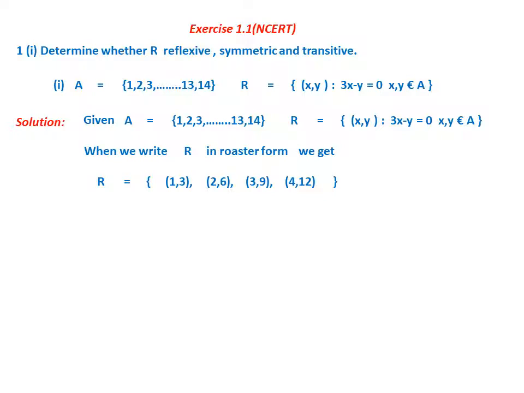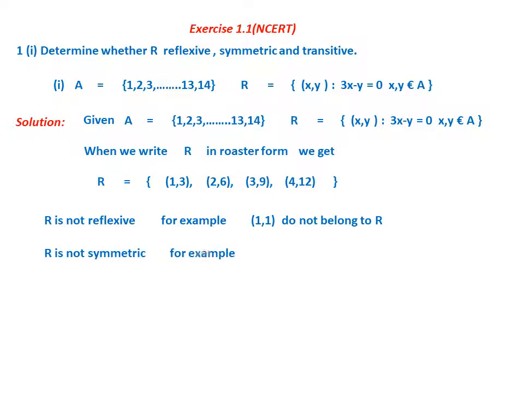Now you have to decide, is it reflexive? So it is very simple now. R is not reflexive because the definition says (1, 1) should be there, (2, 2) should be there, etc. So it is not there, therefore definitely it is not reflexive. And for example, you can just justify (1, 1) does not belong to R, that is sufficient. Similarly, R is not symmetric, very clear. For example, (1, 3) is there, but (3, 1) is not there, therefore it is not symmetric. Next one, R is not transitive.